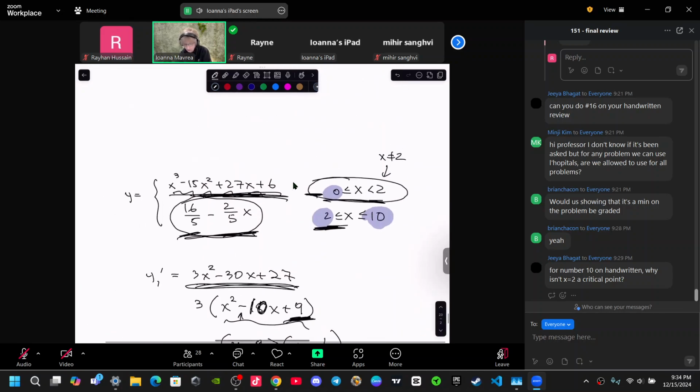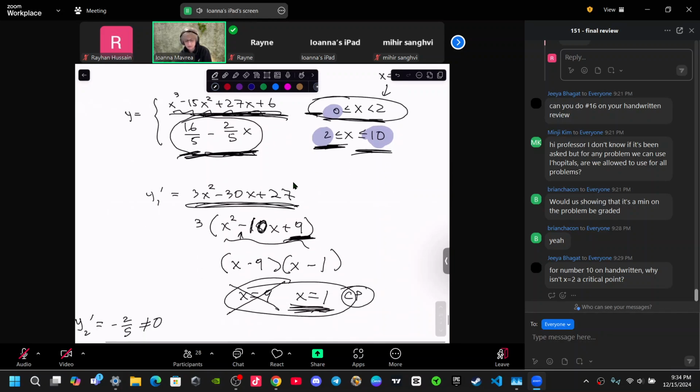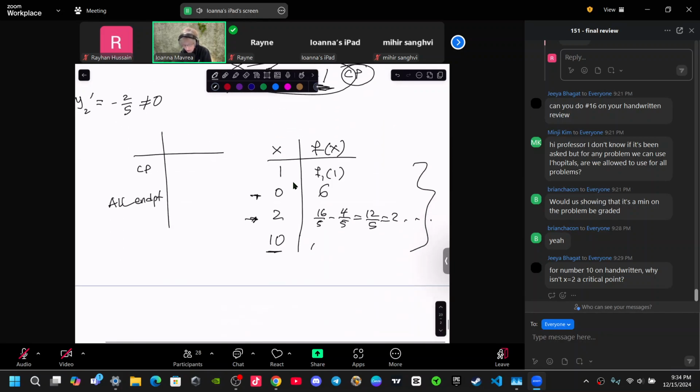Where do I go and plug in 10? Clearly here, because 10 is allowed on this piece only. So I plug in 10, so you have 16/5 minus 20/5. So that's clearly a negative number. That looks like a minimum. I don't know, I didn't do this one, so I don't know which one's a minimum. But anyway, if all of them are positive except the last one, clearly that's the absolute minimum.